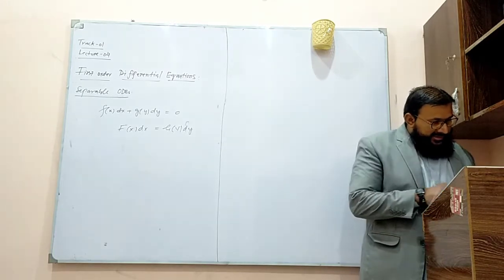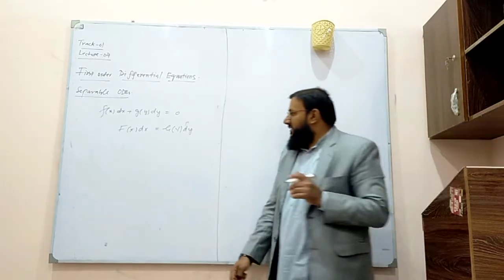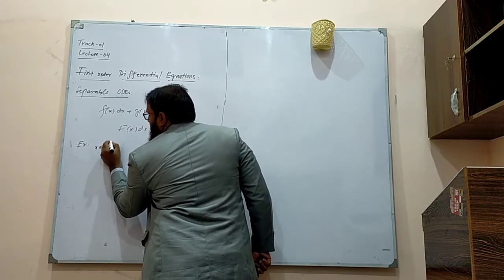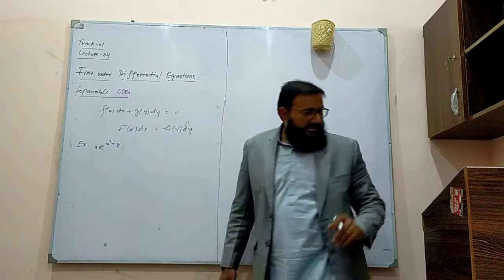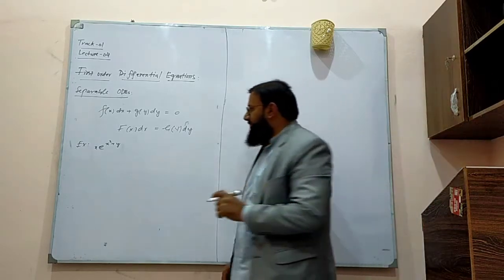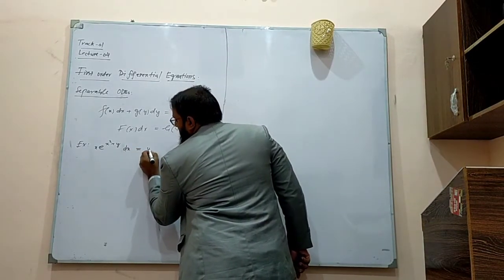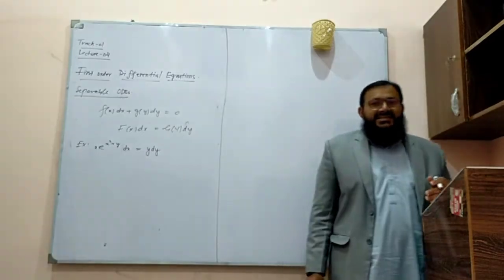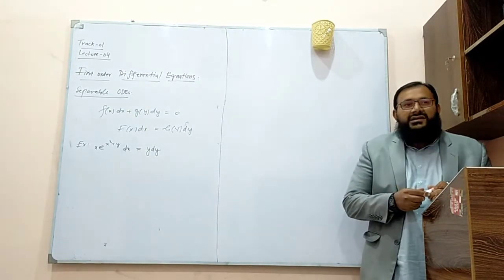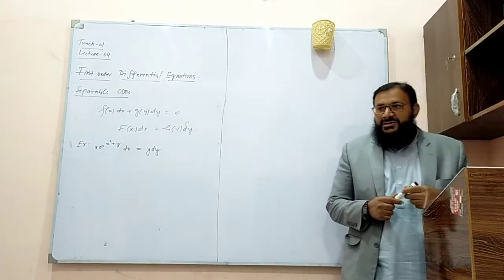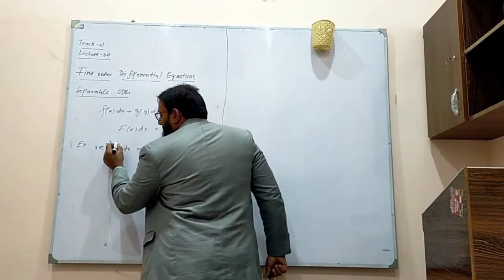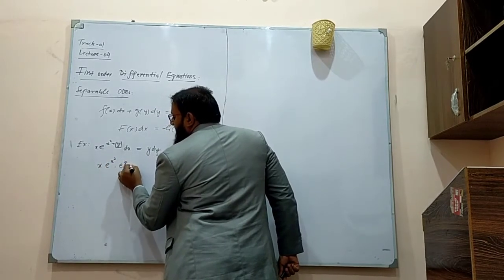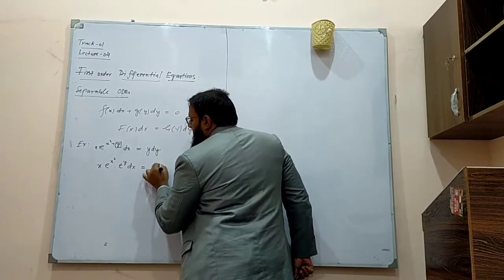So let me write one of them. Example: x e raised to x squared plus y dx equals y dy. So seemingly we can see that it does not look like a separable differential equation, but we can separate the variables. The problem is this y. But we can write this as e raised to x squared times e raised to y, dx equals y dy.